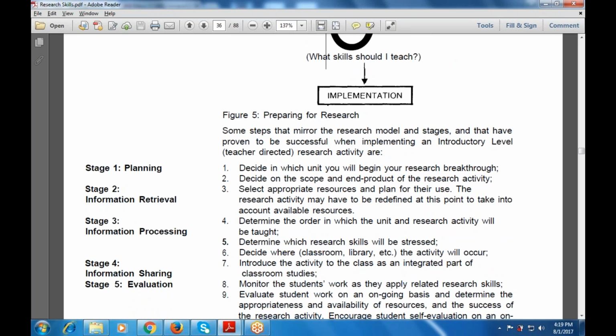Now, some steps that mirror the research models and the stages that will prove to be very successful while implementing an introductory teacher level, that is a teacher directed research activity. So stage number 1 is planning.